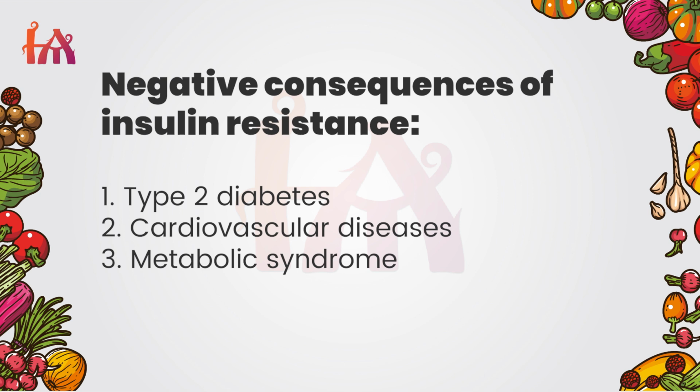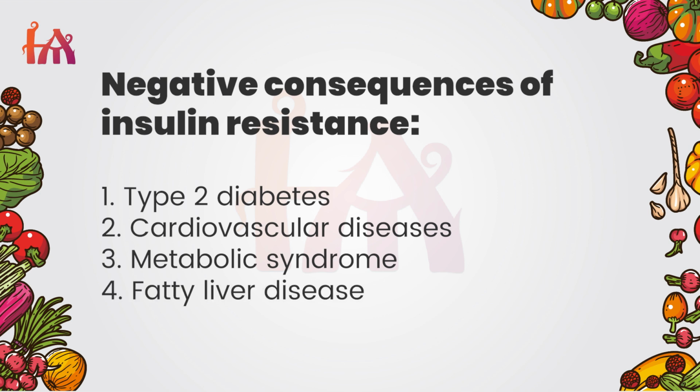3. Metabolic syndrome. Insulin resistance is a key component of metabolic syndrome, which is a combination of medical conditions including abdominal obesity, high blood sugar levels, high blood pressure, and elevated lipid levels. Metabolic syndrome increases the risk of developing type 2 diabetes, heart diseases, and strokes.